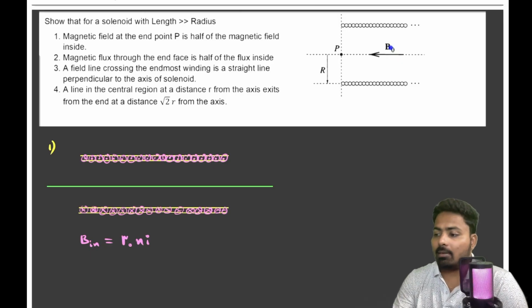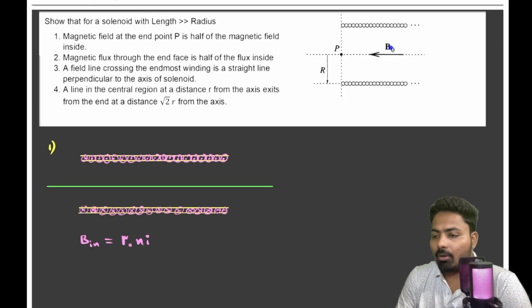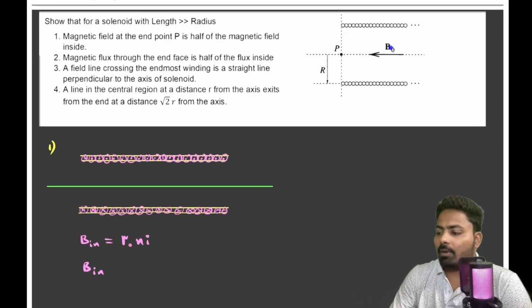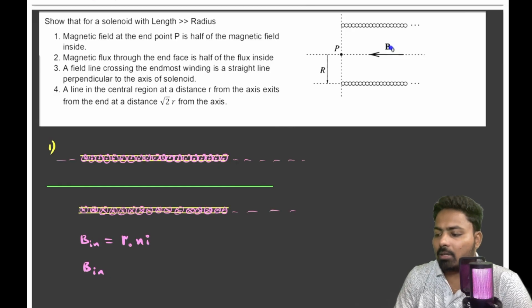But now the task is we need to find the magnetic field at the point P, and basically show that the magnetic field at point P is half of the magnetic field at the middle, inside the long solenoid. First I'll directly use the formula that you know from the derivation. Let's say if it is not a long solenoid, the formula goes something like this.